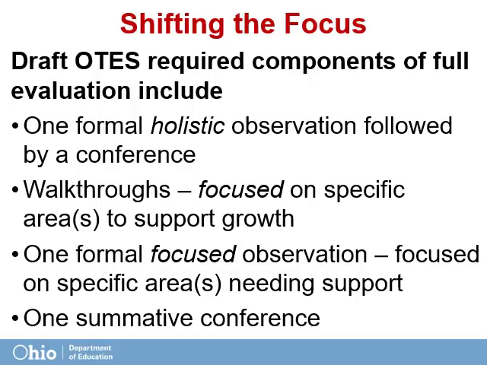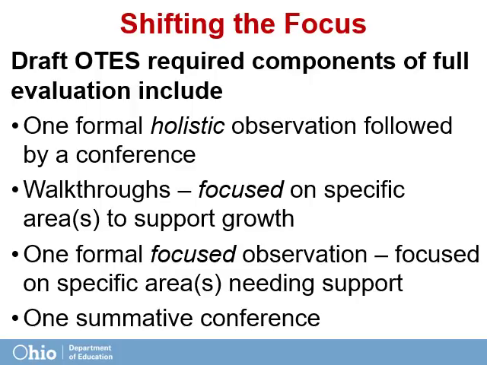This means that during the first observation, the evaluator is considering all of the domains and indicators on the entire teacher performance rubric. He or she is trying to gather as much evidence as they can for each domain to try to build a whole picture of the teacher being evaluated. This first holistic observation must be followed by a conference. The purpose of this conference is for the evaluator to determine and share which area or areas they have selected to be the focus for growth for the teacher under evaluation.